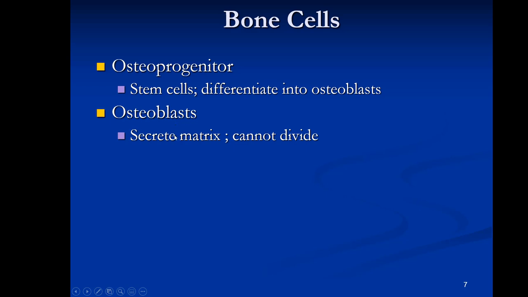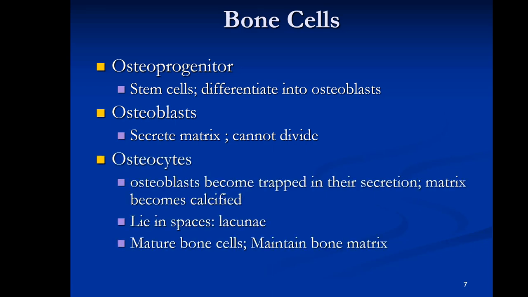Osteoblasts are bone builders, so they build up the bone. They secrete the extracellular matrix of the bone, which consists of lots of collagen fibers and calcium and phosphorus. And these cells can no longer divide, so they make the bone. And then at a certain point, the osteoblasts will turn into mature bone cells, which are called osteocytes. And so the osteocytes are going to lie in spaces called lacunae, which is the little space that they're in. And these are the mature bone cells. They help maintain the bone matrix on a day-to-day basis.